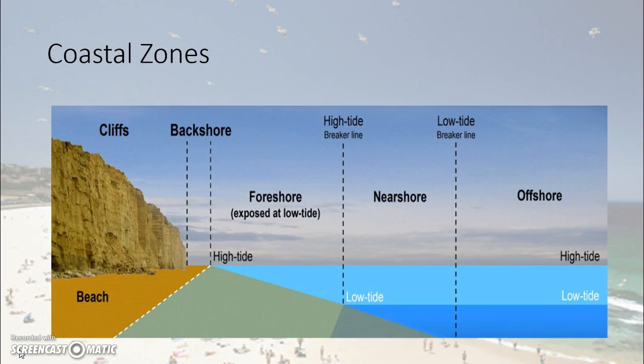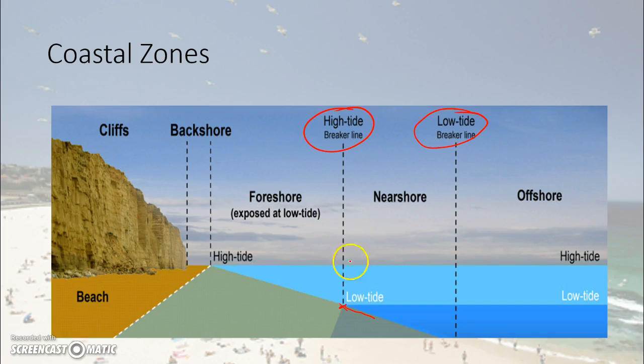Now, this is an image of the coastal zones, and it breaks it down. I'm going to go through a couple of the terms here. When they're talking about the low tide and the high tide breaker lines, what's meant by the breaker line is where the land under the water ceases to be affected by waves at high tide or low tide.